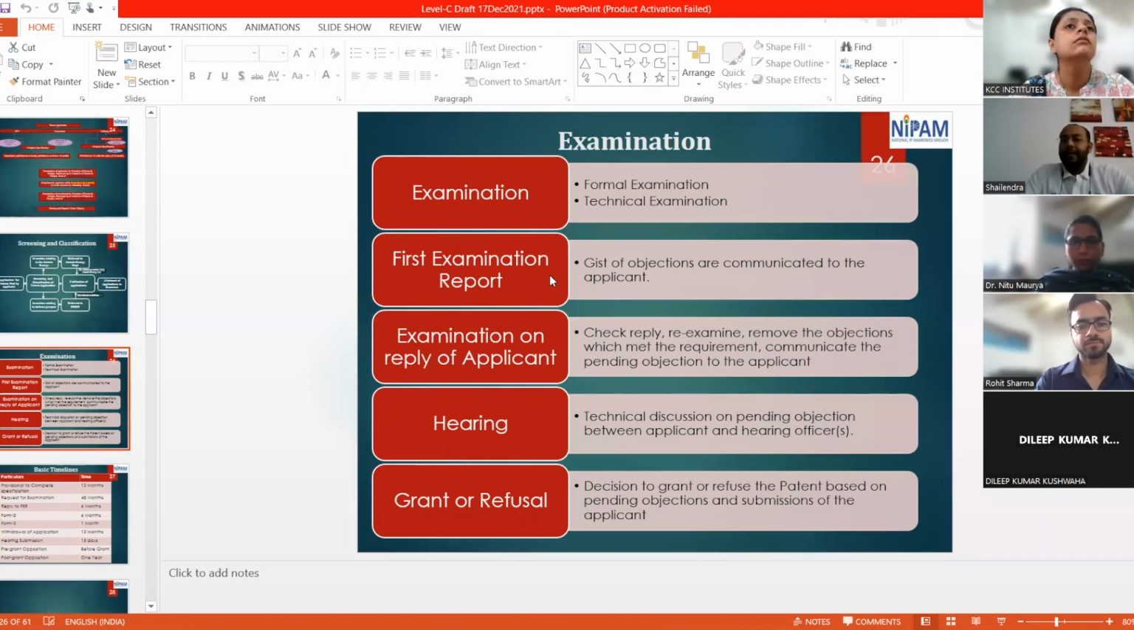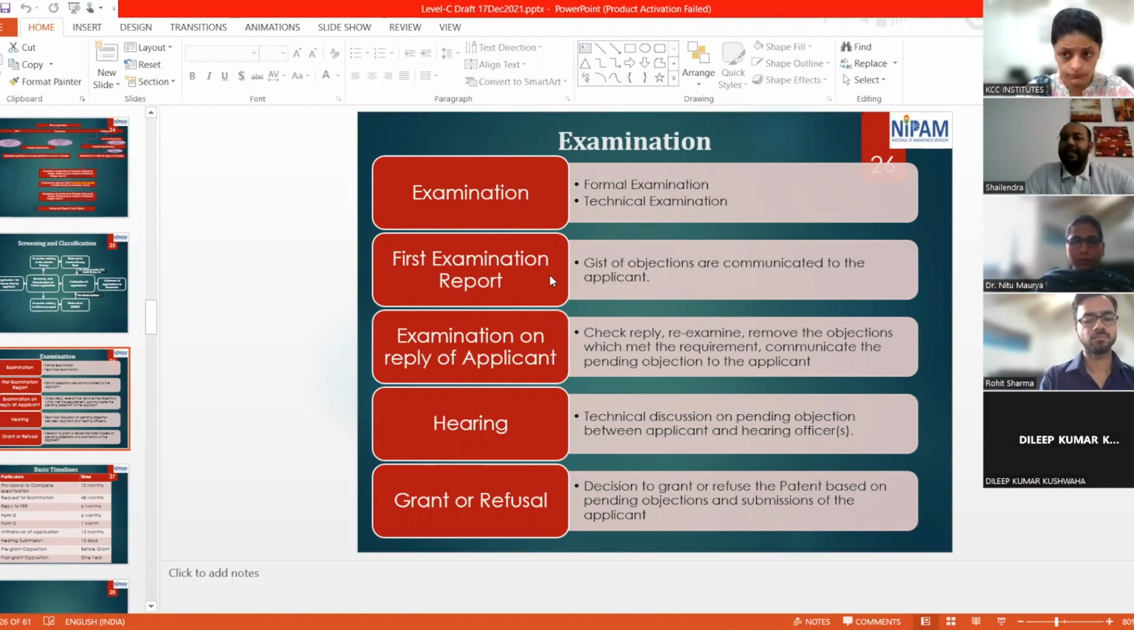Now in the examination, when we receive your application, we will do 2 different examinations. One is the formal check and another one is the technical check. Formal is just the check of different requirements like forms, fees, and format, whether you have submitted in the format or not. So these are the checks in the formal examination.